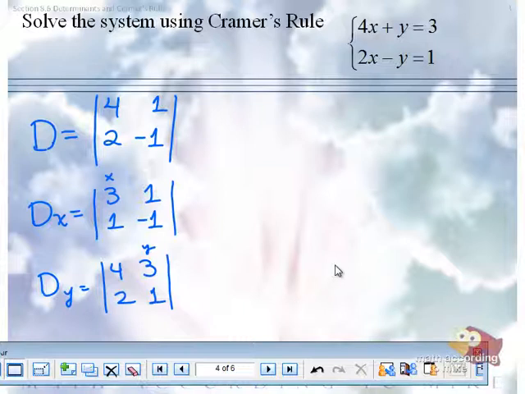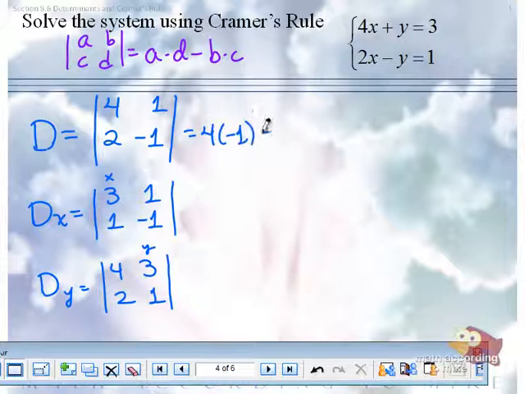All right. To finish this off, remember the formula for the 2 by 2 determinant A, B, C, D is AD minus BC. So for the first one, we'll have 4 times negative 1 minus 1 times 2. What does this give you? Negative 6.